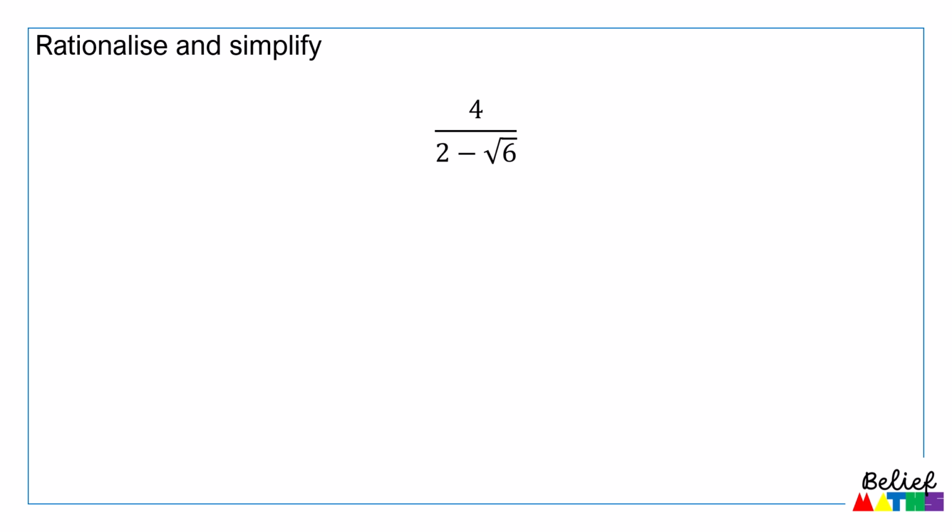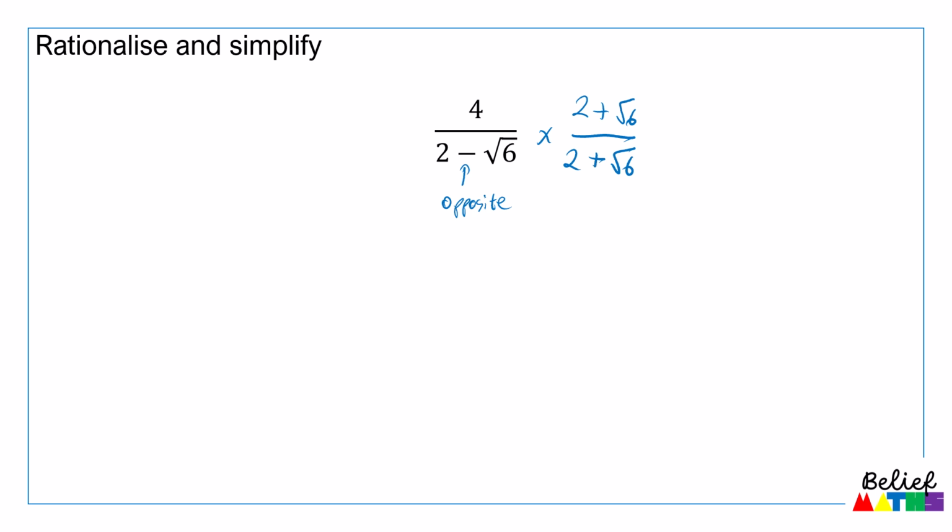Now, the final question asks us to rationalize and simplify again. But you'll notice our denominator is a bit different this time. There's a 2 minus root 6, not just a root 2 like we saw in the last question. In this case, what we're going to multiply by is the same thing as the bottom, but instead of having a minus, we're going to have a plus. So whatever this sign is, you're going to do the opposite. And then remember the top and bottom need to be the same. So this is what we get.